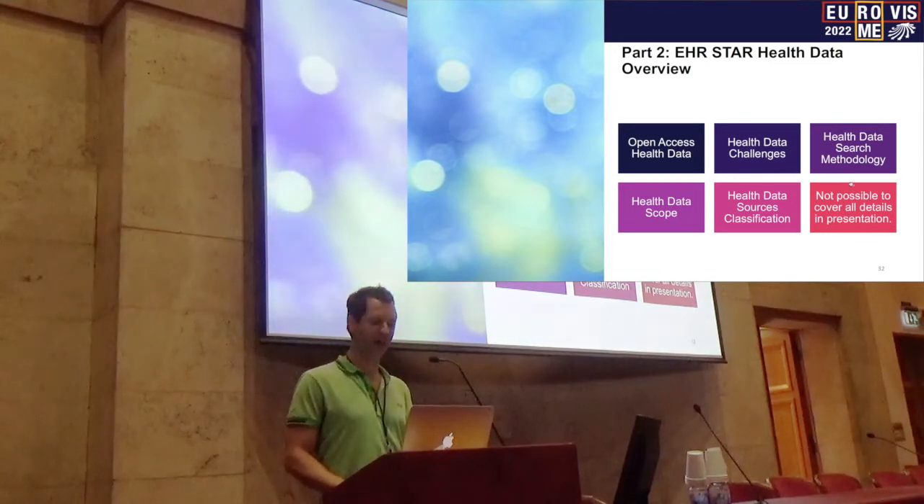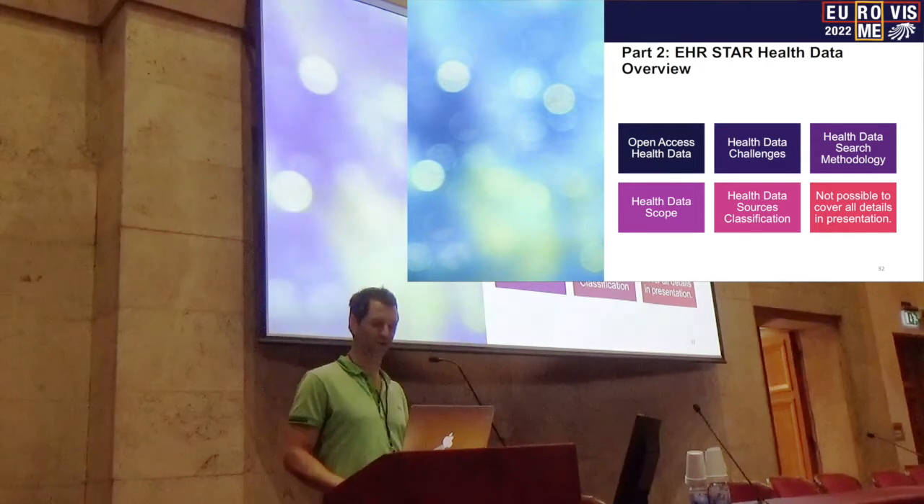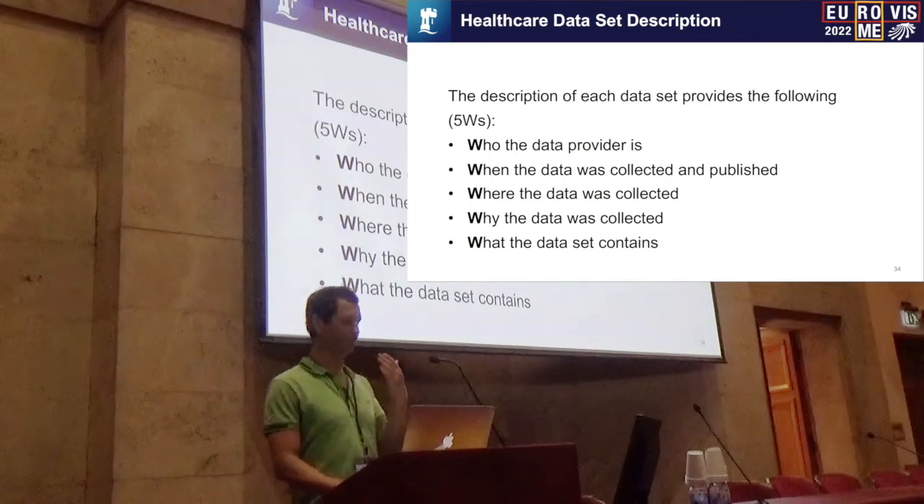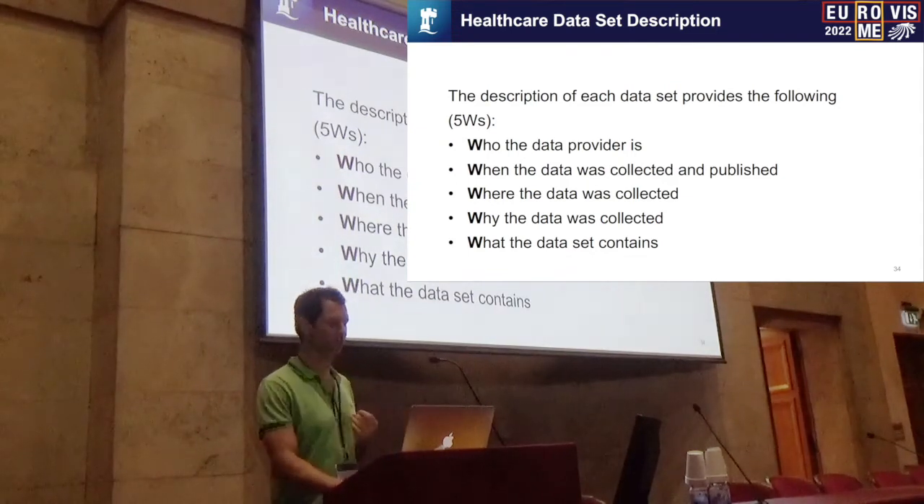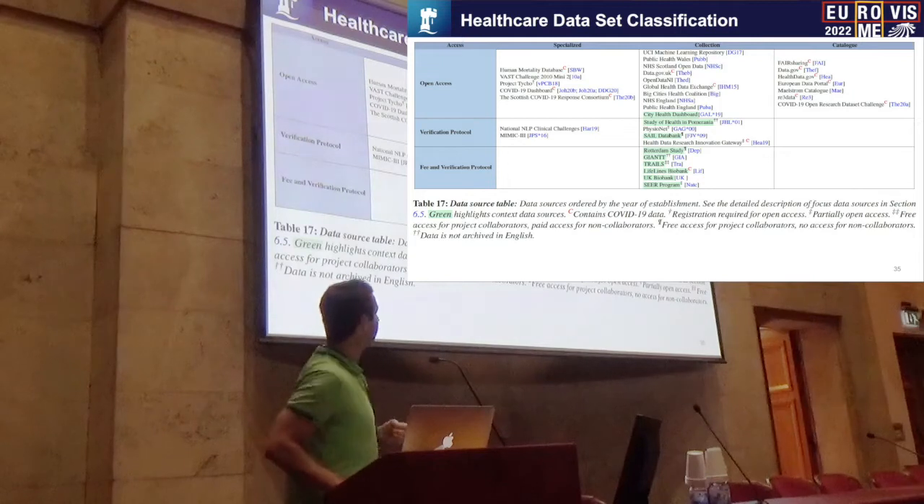We have all these different aspects of the health data that we go into, just like the literature in the survey. We won't talk about all of these, but we talk about accessibility, the quality of data, which somebody mentioned, associated with uncertainty, right? We talk about data interoperability and the lack of standards with electronic health records. We discussed the details of how we searched for the data in the paper and what we included and what we didn't. And then for each data set, there's a description, the 5 W's: who is the data provider, when the data was collected and published, where the data was collected, why the data was collected, and what the data set contains. And this is an overview of that data set.